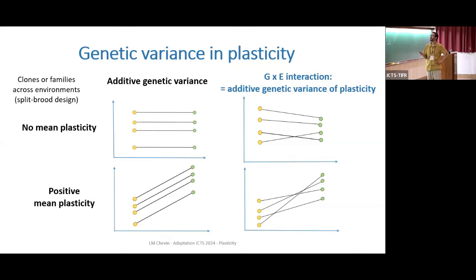But then if the lines are not parallel, basically there's genetic variance in plasticity. They don't have to cross, but as long as they don't have the same slope, this is equivalent to a G by E interaction in these types of formulations of the model.